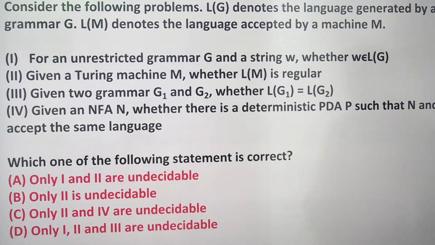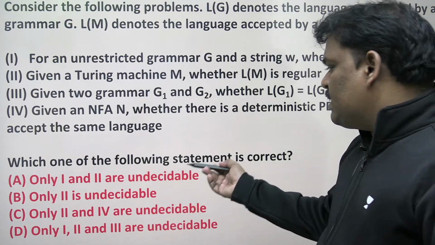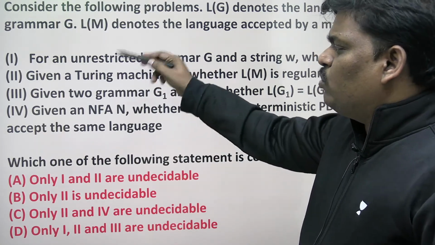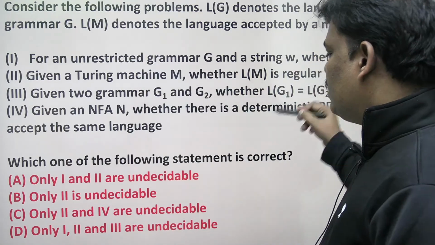Consider the following problems. L of G denotes the language generated by a grammar G. L of M denotes the language accepted by machine M. 1. For an unrestricted grammar G and a string W, whether W belongs to L of G. He is asking which of the following statements are correct. Means you have to check every statement, 1, 2, 3, 4, whether undecidable or decidable.